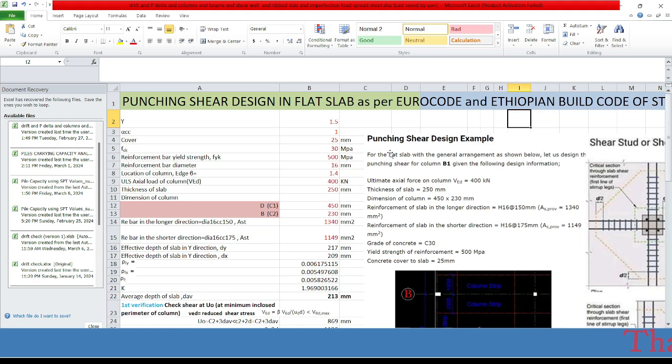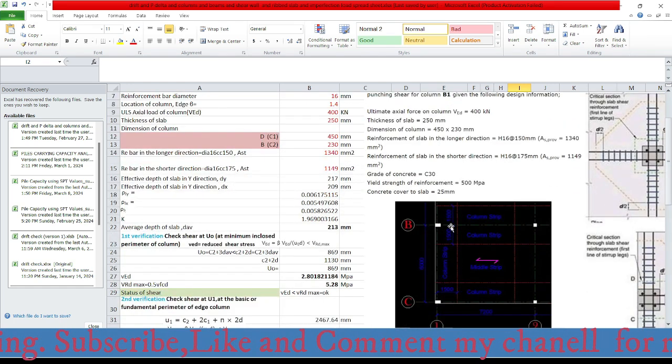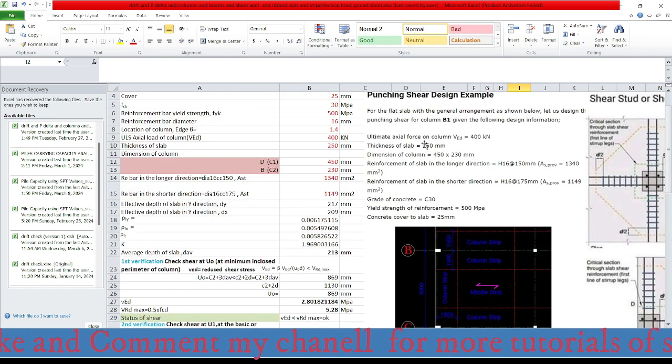So now, for the flat slab with the general arrangement as shown below, let us design the punching shear for column B1. B1 is this, which is the edge column. Given the following design information: the ultimate axial force coming from the superstructure, which is the vertical shear, VED, is equal to 400 kilonewton, and the thickness of the flat slab is 250 mm.